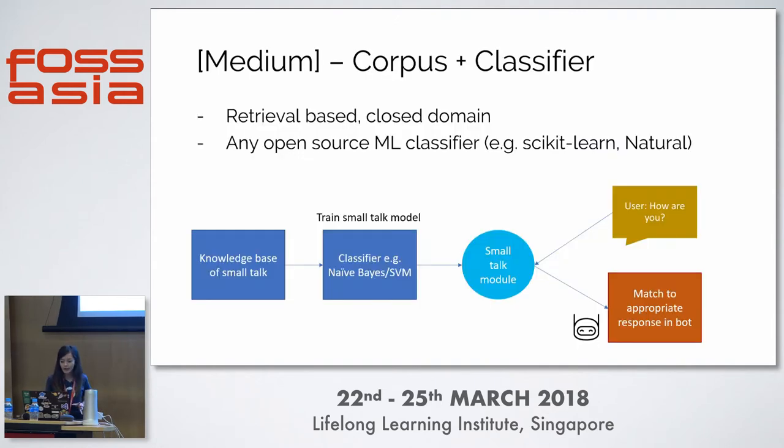Cool. So with that, let's move on to using a custom classifier. This is also retrieval-based closed domain. You can use the data that I provided, those 1,500 lines, and train your classifier on Node Natural, or use a naive Bayes or SVM on scikit-learn. When the user asks something to your Smalltalk module, you match it to the appropriate response. Same concept as before, but using an open source classifier instead.